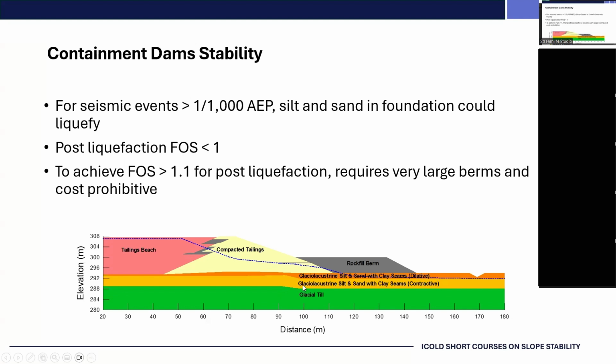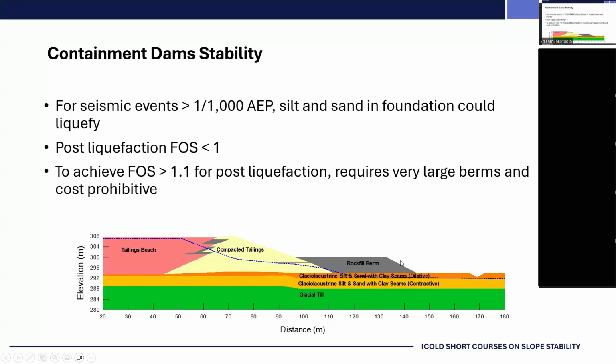So first blush, okay, let's assume it liquefies. We then run the post-liquefaction factor of safety, and we get 0.6. That's similar to the cases that Paul was talking about earlier and that Alejo was talking about. To achieve a factor of safety greater than 1.1 for post-liquefaction, this berm has to extend out about 150 meters.